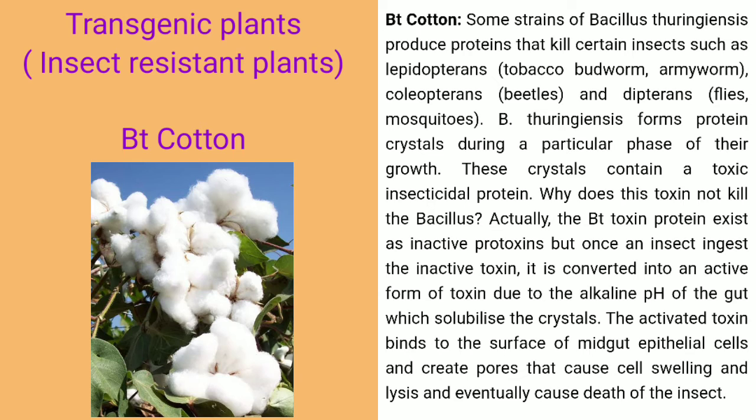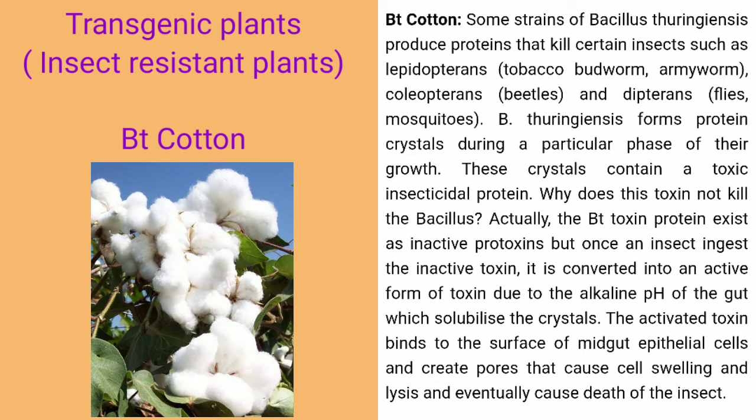The soil bacterium called Bacillus thuringiensis, Bt, possesses a gene which is called as cry gene. And this gene synthesizes an endotoxic protein which is called as cry protein. That means the cry gene produces a toxin, and this toxin is capable of killing larvae of certain insects such as the lepidopterans. Then come the bollworms, nematodes, etc.